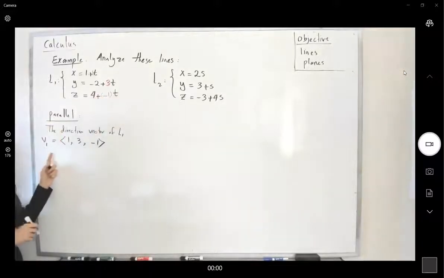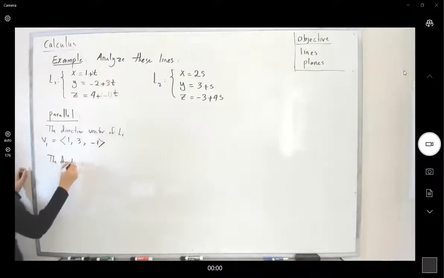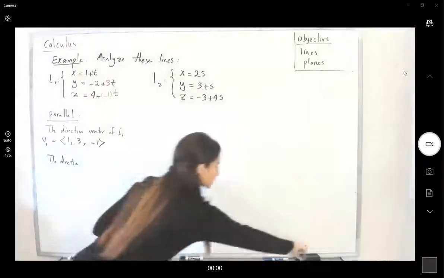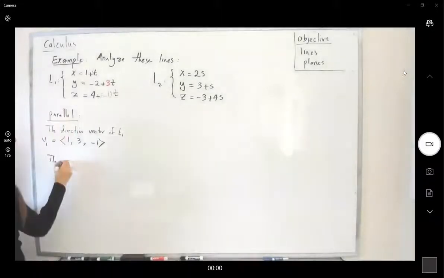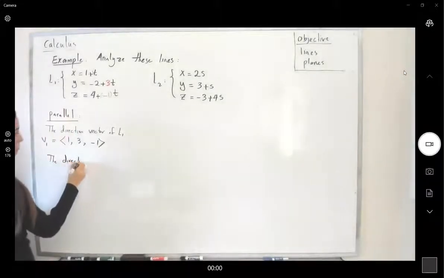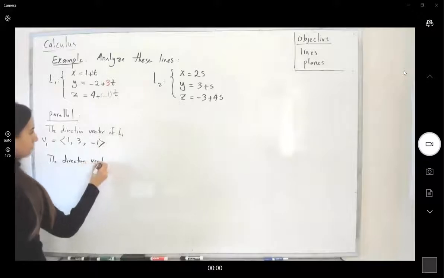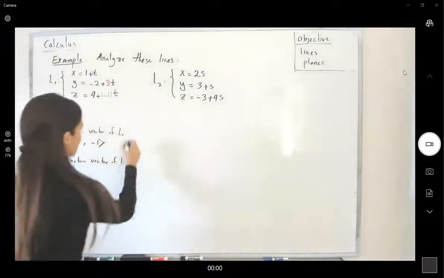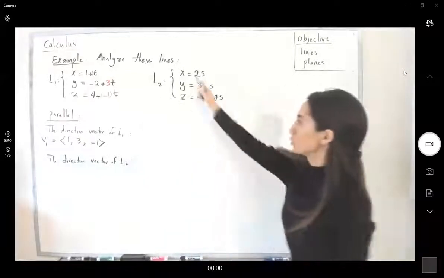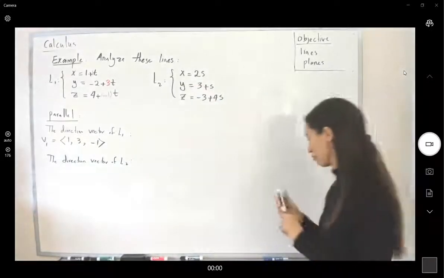So v1 is the direction vector of L1. Now the direction vector of the second line, L2, is going to be <2, 1, 4>.